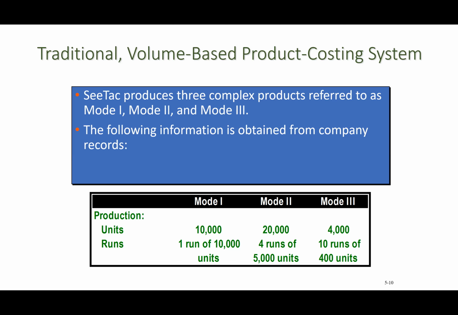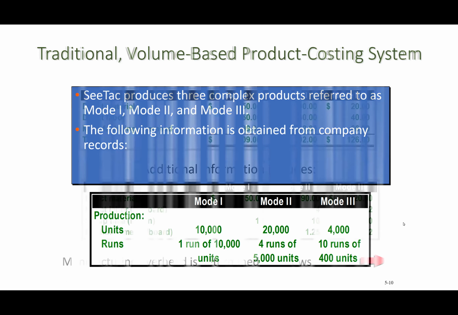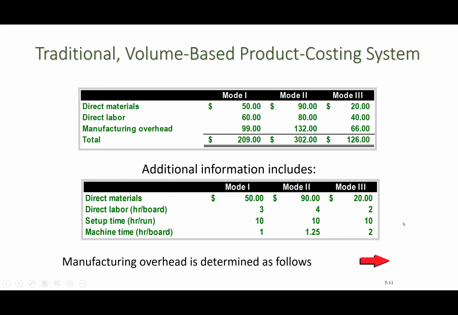But right now, if we just ignore the difference in terms of production runs, we just consider them all homogeneous. One unit of Model 1 is one unit of Model 3. They're the same in terms of complexity of production. That's the traditional system. So let's see how the traditional system allocates. The traditional system allocates the overhead cost across the board using the direct labor hours. All right, so this is a traditional system.